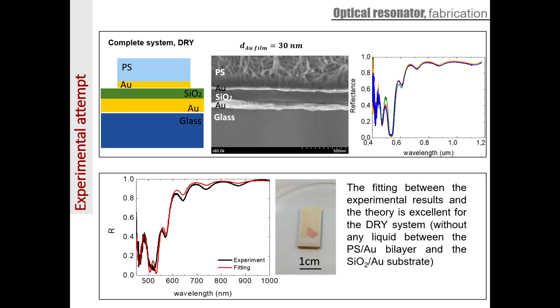And then we also fabricated the whole system, the optical resonator, but without the glycerol in between. This is a SEM image of the system, and we could characterize it experimentally, and the fitting with the transfer matrix method was also fine, which means that we can really say what is the thickness of our materials, and therefore we should be able to get information of the equilibrium position accurately.